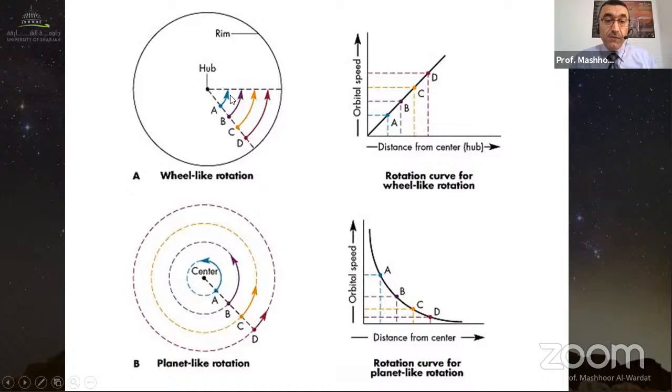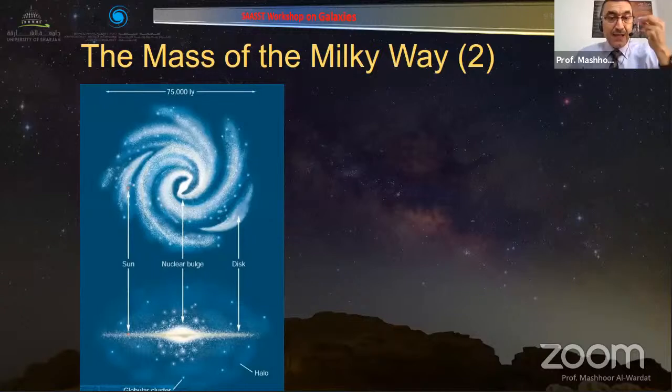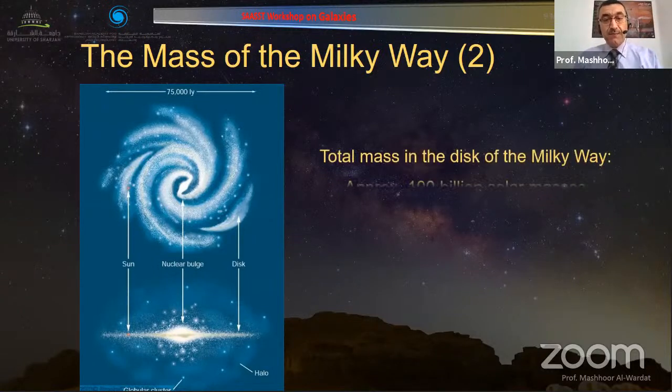This is what we call wheel-like rotation, and this planet-like rotation. So this is the curve, and this is a wheel-like. The galaxy is not like this, and neither like this, nor like this. Something strange, something missing here. We have to identify what is making the galaxy rotate in this way.